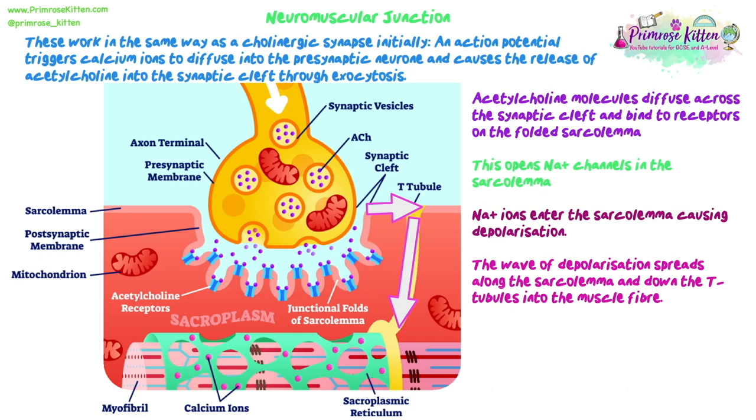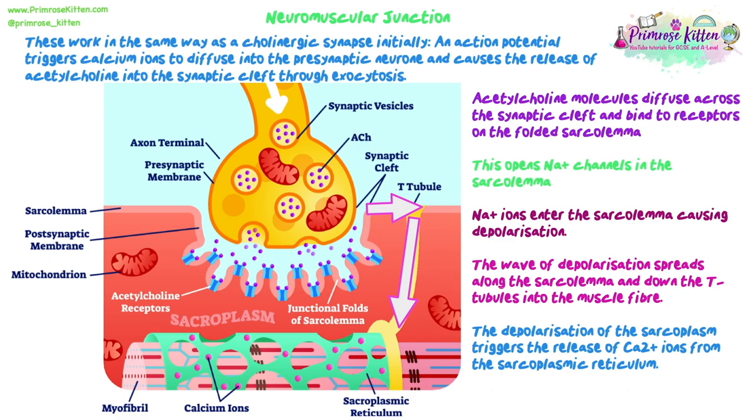So it goes along the sarcolemma and then it goes down the T-tubules to get to the inside of that muscle fiber. And you can see that the T-tubules then come into contact with the sarcoplasmic reticulum and you can see the calcium ions there. So that is where we're trying to take that change in membrane potential. That depolarization of the sarcoplasm around the muscle fiber and around the sarcoplasmic reticulum is going to trigger the release of those calcium ions from the sarcoplasmic reticulum, which are going to move down into the myofibril. And that is what will trigger the muscle contraction.